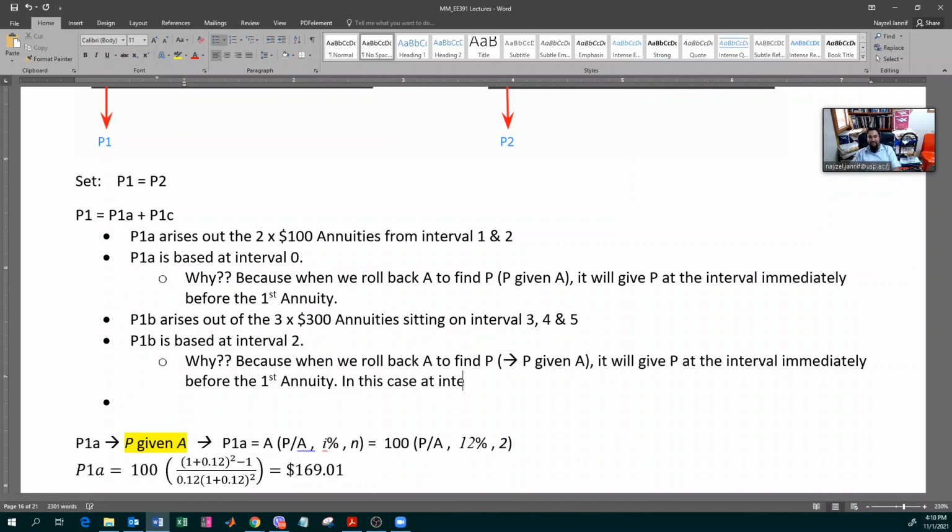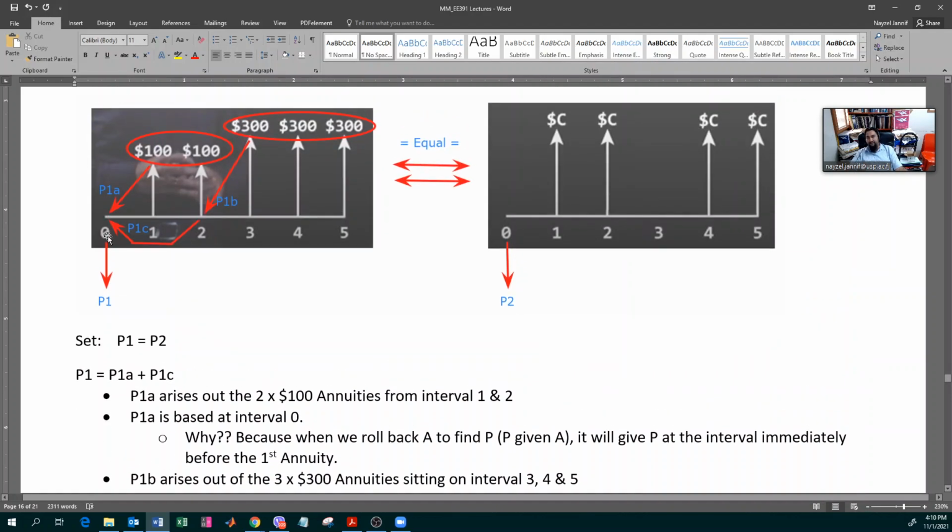At interval 2, since the first $300 is at interval 3. Okay, it's very important that you get this. All right, so that's why we have P1, which is the net effect, the two coming in together.